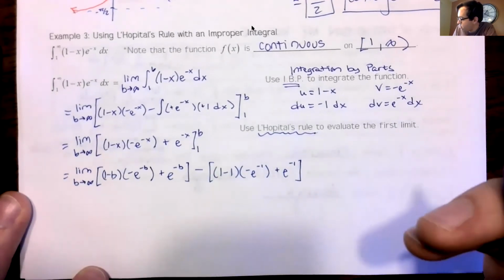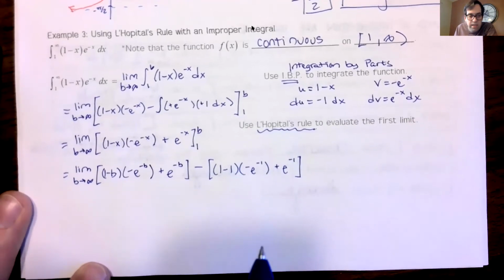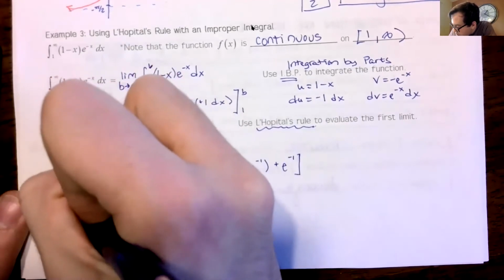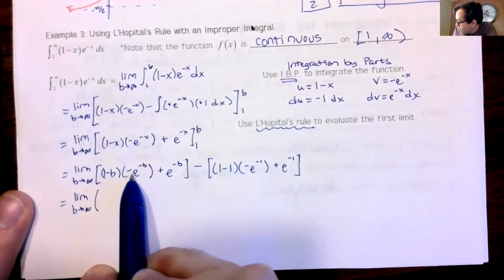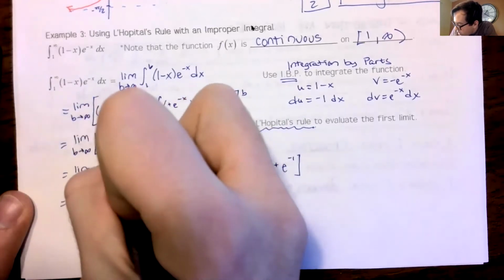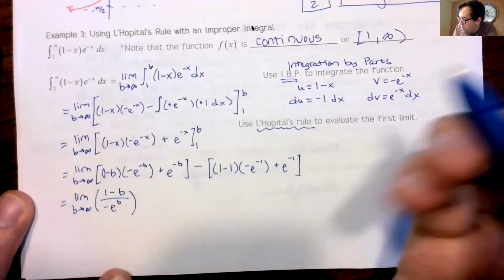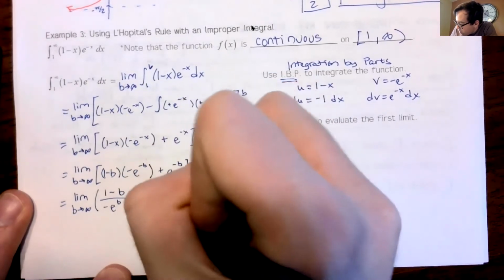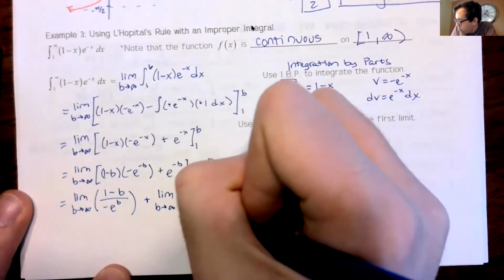So let's see what we can do first. I'm going to split this into 2 separate limits because I think that's going to make it easier for us to see. So we'll have the limit as b approaches infinity of, and since this has a negative in the exponent, I'm going to move it to the denominator. So it's going to be 1 minus b over negative e to the b. This second one is also going to need to have that limit in front, and we can rewrite it as 1 over e to the b.